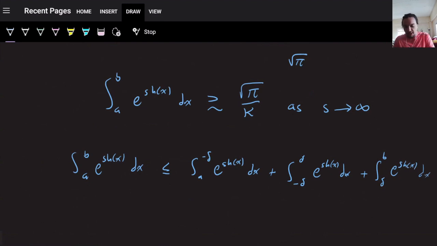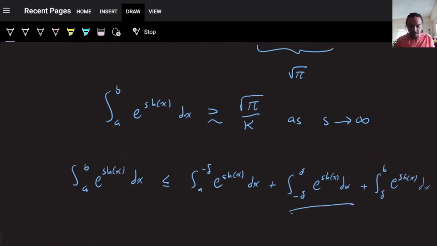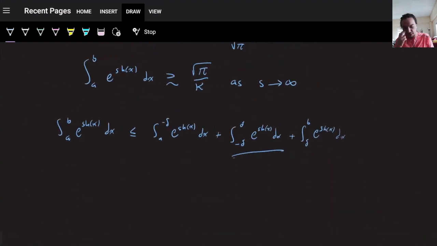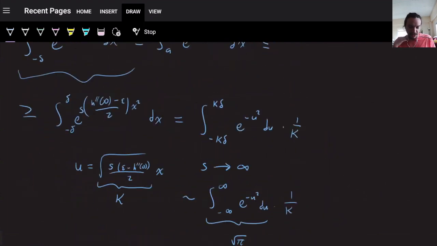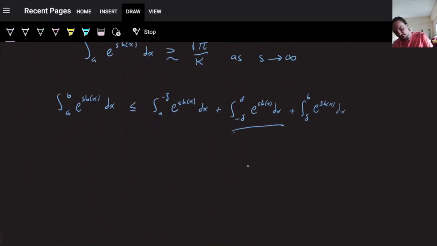Okay, the middle part is going to be handled very, very similarly to before, right? So what I've done here is I've split the integral up into the integral from a to minus delta, the integral from minus delta to delta, and the integral from delta to b. The middle part is going to be handled really similar to what we did before, except now we're going to end up with a new constant. So I'm going to call this constant L, which is equal to the square root of minus epsilon minus h double prime of 0 times s over 2, and make the square root big enough.